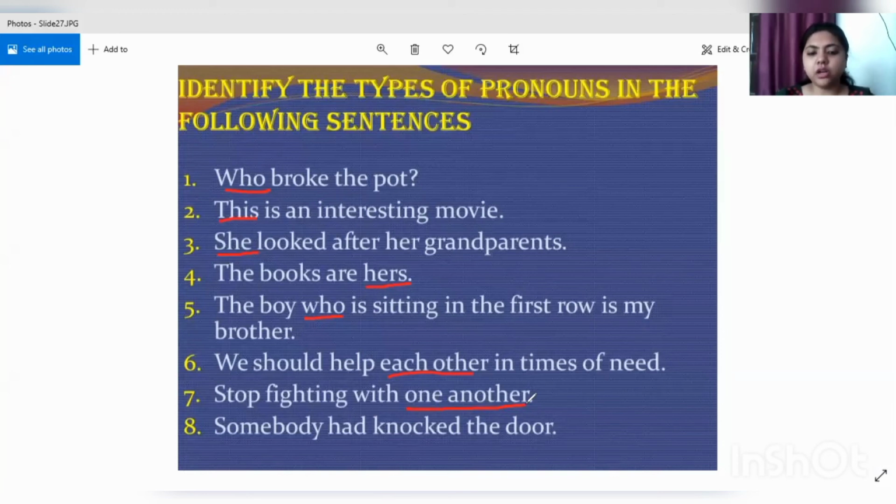Then, somebody had knocked the door. Genia, you are not supposed to answer this. Somebody else. Ma'am will take the name. Vigisha Arya. Yes, Vigisha. Correct. So somebody is an indefinite pronoun. Very good.